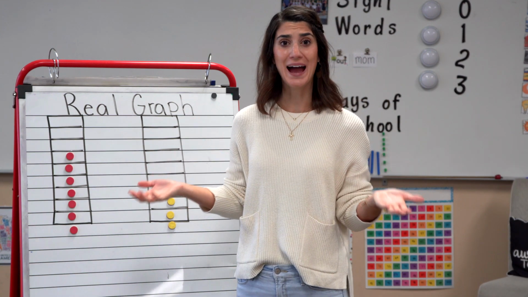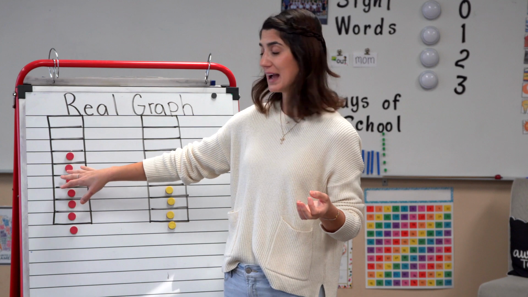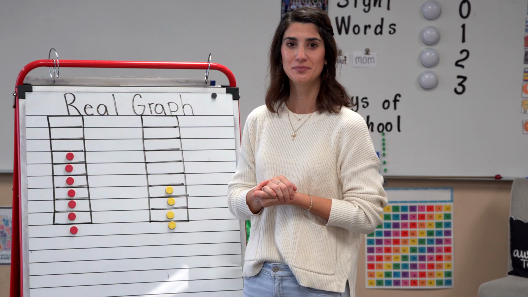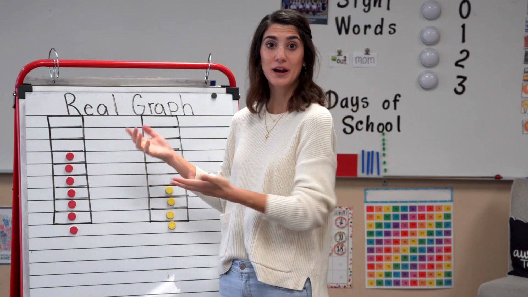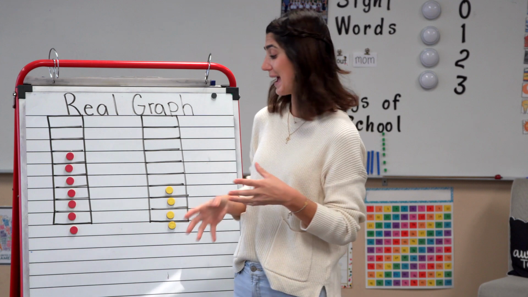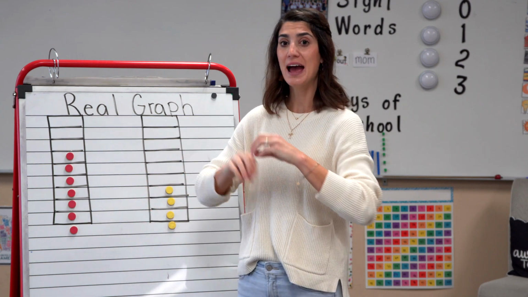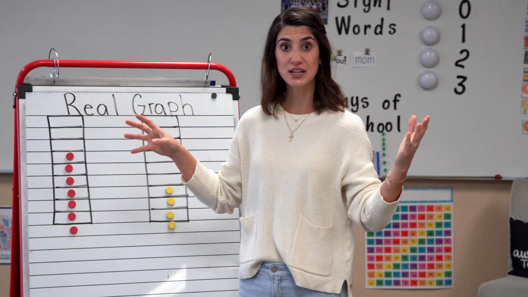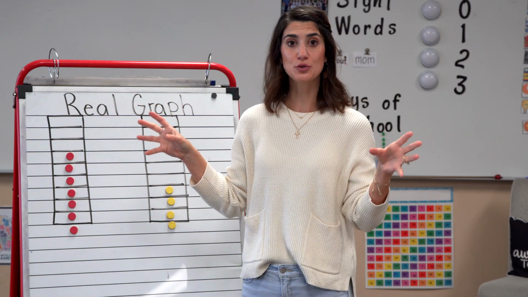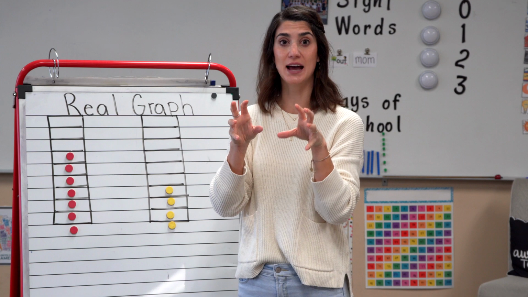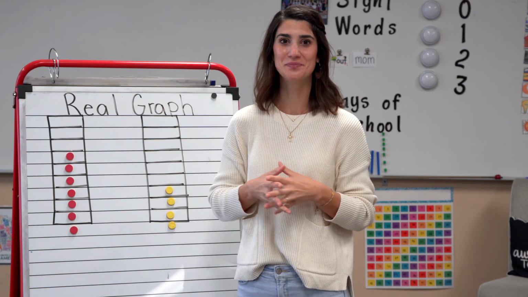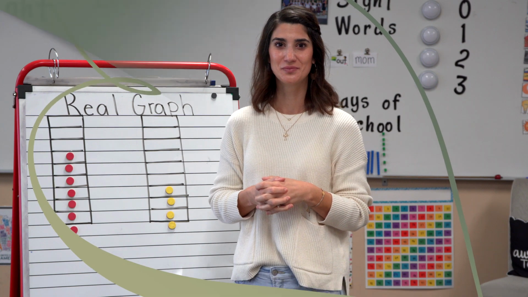So which group has more? The group of red counters or the group of yellow counters? The group of red counters has more. Exactly. So that's what you're going to be doing in math today. You're going to be looking at groups of counters and you're going to be sorting them using the sorting rule into real graphs so that you can use those graphs to compare groups and decide which group has more and which group has less.